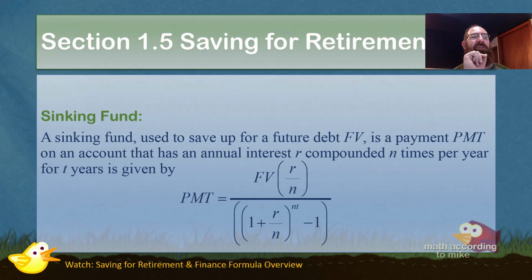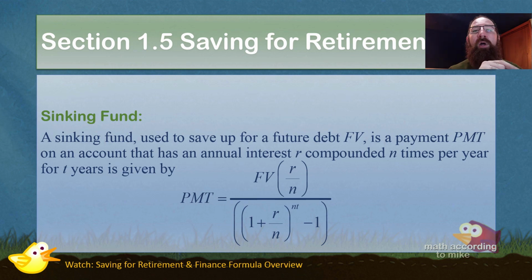A sinking fund is used to save up for future debt. So if you've ever heard of the Gerber Baby Fund, where parents can save up for their child's college, it's basically a sinking fund, meaning in 20 years you want to do something and it's going to cost X thousands of dollars. You start to put a little bit away now, in the hopes that in the future you have that X $1,000. So notice, a sinking fund is a future value solved for the payment, so it's flipped.